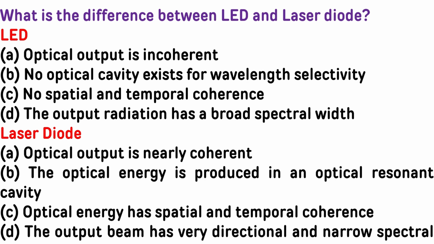For LED, no spatial and temporal coherence. For laser diode, optical energy has spatial and temporal coherence. For LED, the output radiation has a broad spectral width, whereas for laser diode, the output beam is very directional and has a narrow spectral width.